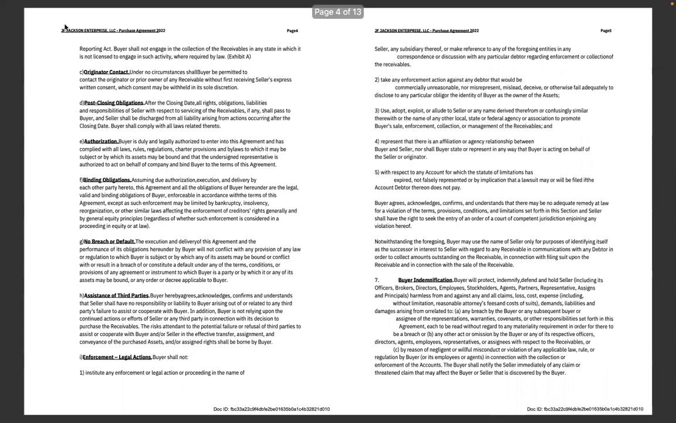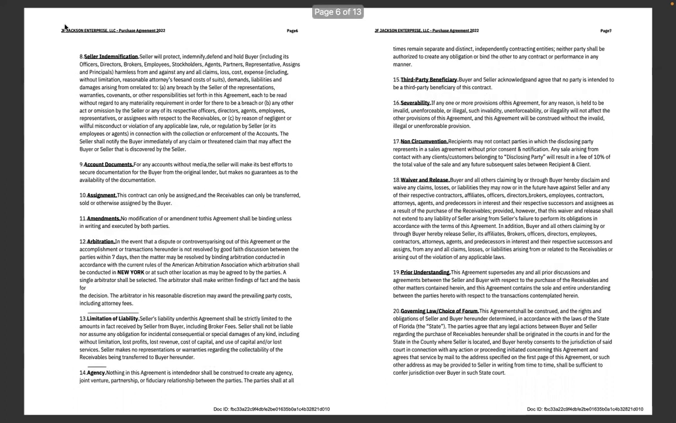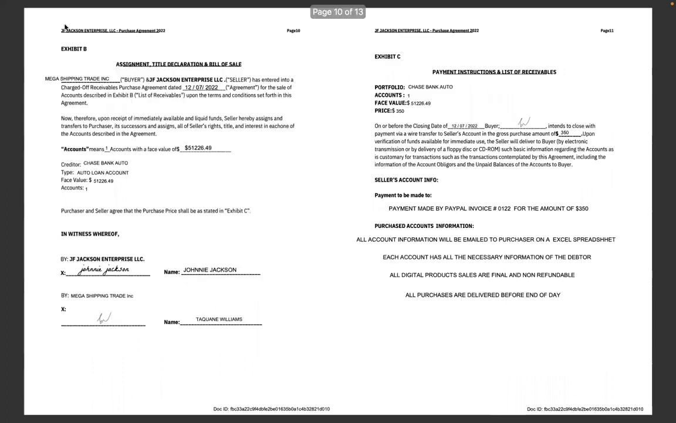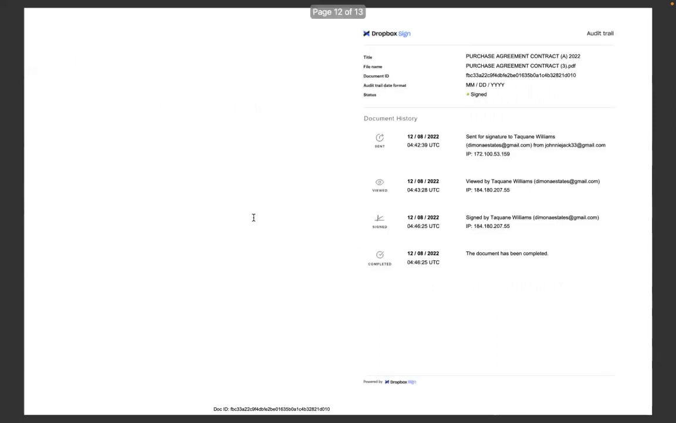And so you will look at these whole forms and everything like that, and you actually can see exactly what we agreed upon, right? And here go my signature and everything like that. So you see him, Johnny Jackson. So this is the person who sold me the debt. The name of the creditor originally is Chase Bank Auto. The type is an auto loan account. The face value of this account is $51,226.49, right? Okay, so we sign this.